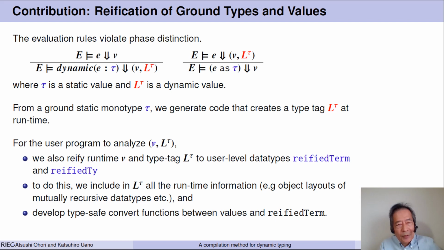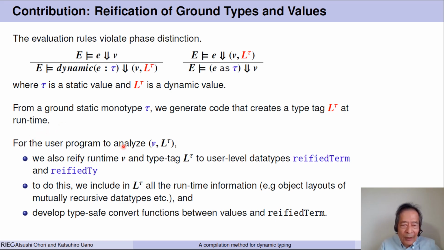The first component is reification of ground types and values. These evaluation rules violate phase distinction in the sense that this tau is a static value and this type tag is a dynamic value. So you can't simply mix them in the evaluation rule. For this, we do the following. For a ground static monotype tau, we generate code that creates a type tag at runtime.